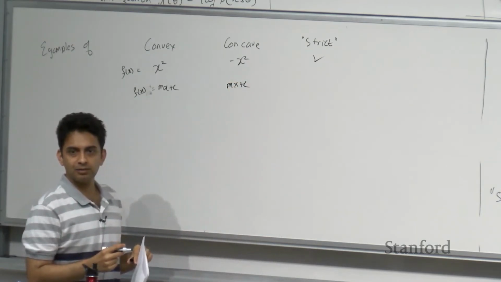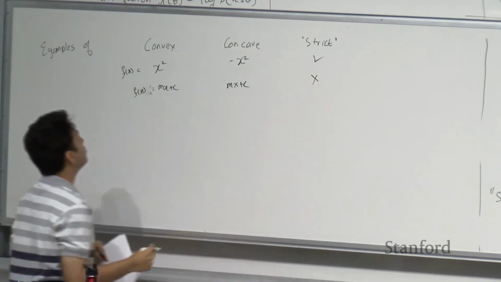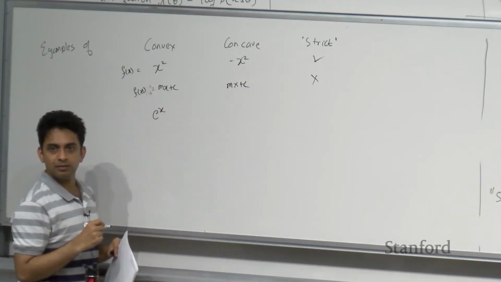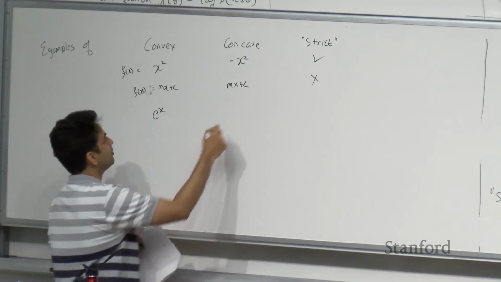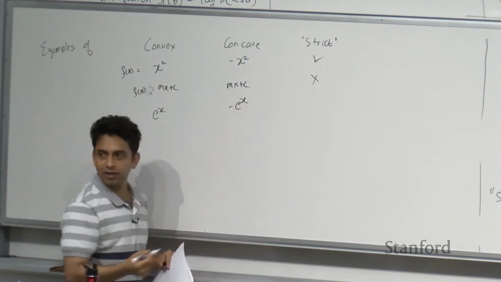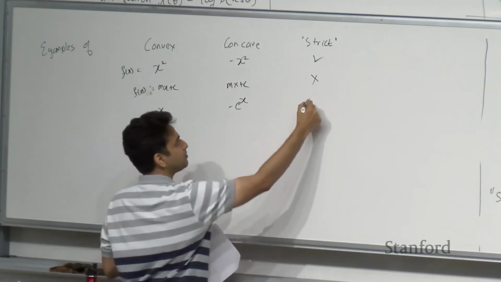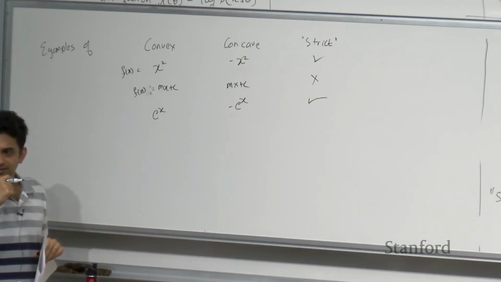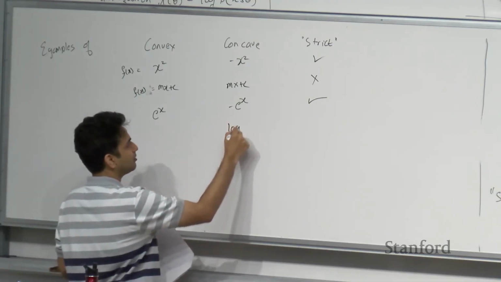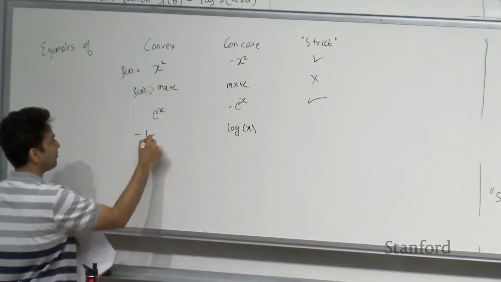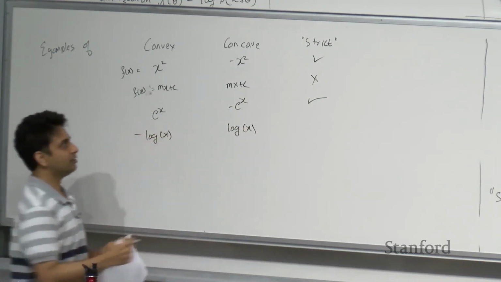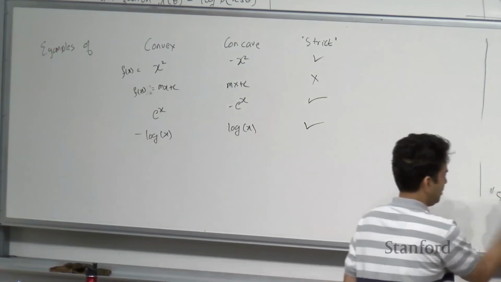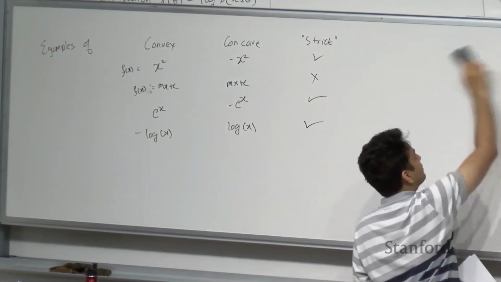But is it strict? No, right? It's not. Great. Now what about e to the x? Convex. Minus e to the x is therefore concave. Is it strict? What about log x? Yes. So log x is concave, and therefore minus log x is convex, right? And it is strict. Right? Cool. Now, how is this useful for expectation maximization?